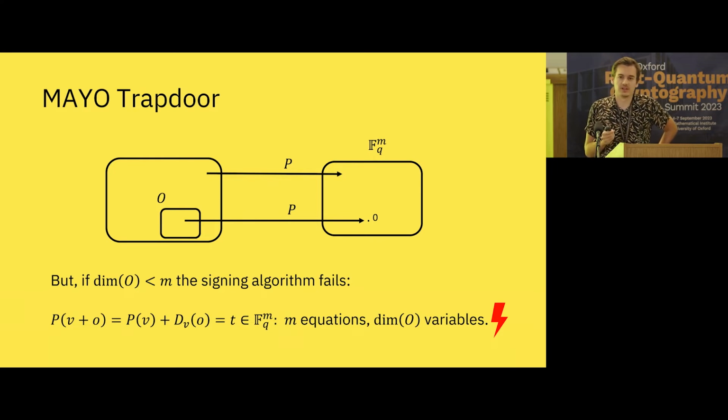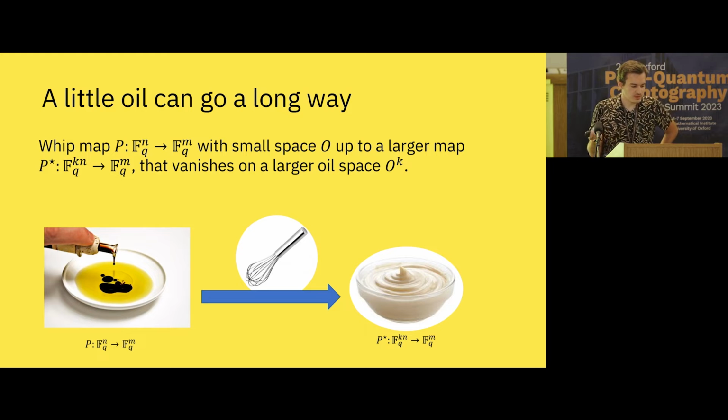So in MAYO, we had to find a solution to this problem. And the solution is to start from this small set of equations, whose oil space is too small, and then we whip it up into a bigger system of equations. So still the same number of equations, but more variables. And we do this in such a way that the oil space also blows up. We increase the number of variables by some factor k, and then the dimension of the oil space also goes up by a factor k. And now you have a new system of equations with a bigger oil space, and then we use this system of equations to sign messages.